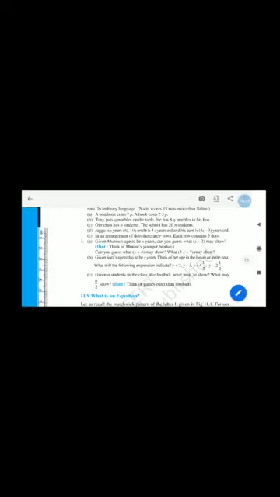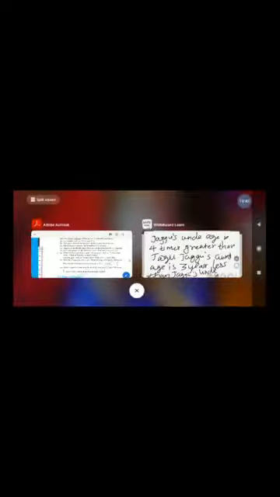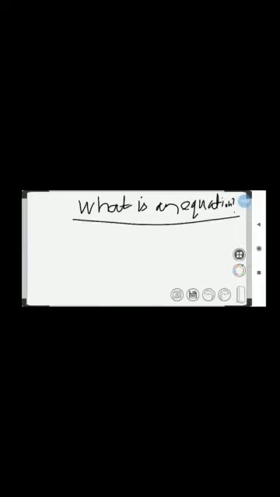Okay, the next concept I'm going to teach is: what is an equation? Actually I'm writing with my finger, so the handwriting is not good. Anyway, what is an equation?